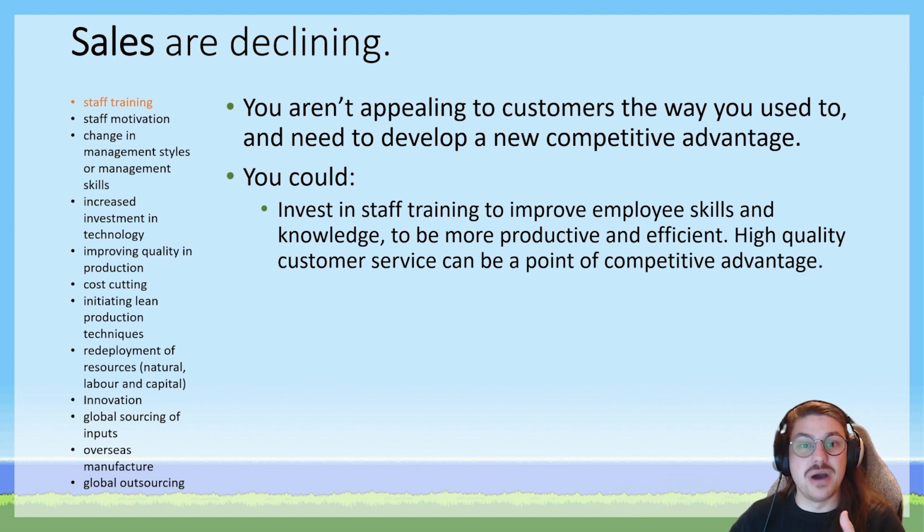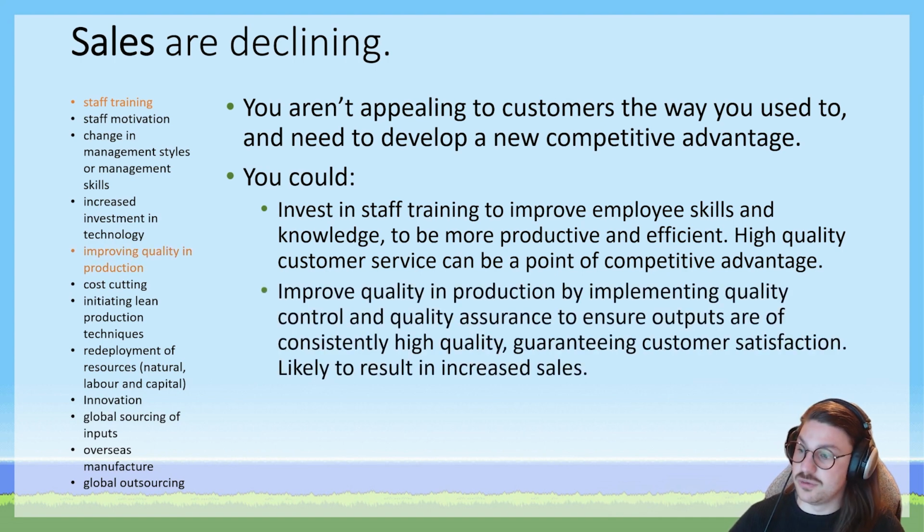We know that staff who are more highly trained and more highly skilled will be more productive and efficient. And we know that they will be more capable of producing high quality goods and services. They'll make fewer mistakes. They'll be more engaged with their work. And certainly we know that high quality customer service could be a point of competitive advantage for our business. So maybe that will help contribute to improved sales. Certainly too, we could improve the quality of production by implementing quality control and quality assurance to ensure that the outputs from our operations system are consistently high quality. And if we're making consistently high quality outputs, we should expect that we'll be guaranteeing customer satisfaction with our output. And we should see, as a result, an increase in sales, and certainly too, oh no, I've gotten ahead of myself.